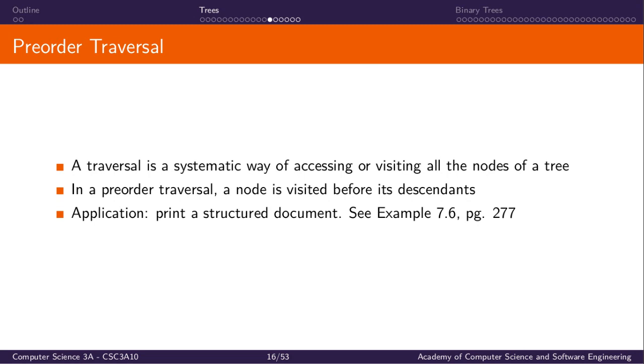We could go level by level. We could start at the root and go to the leftmost branch, then the next branch, the next branch. There are multiple ways that we could do this. We now want to investigate some of these traversals.